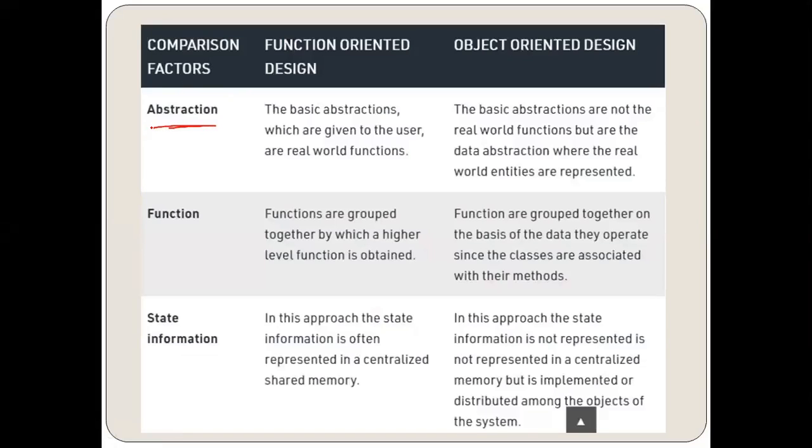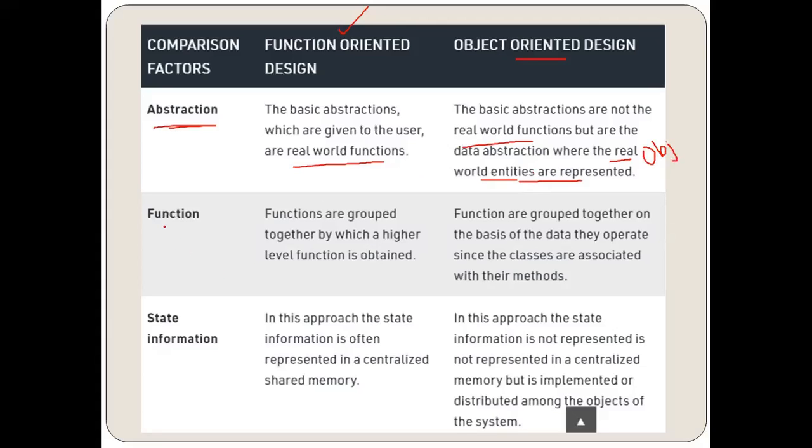First thing is abstraction. Talking first about function oriented, the basic abstractions given to the user are real world functions. While in object oriented, the abstraction is not on real world functions but on real world entities, where the real world entities are represented, because here we are working on objects, not on functions, right? So the abstraction is also on the same.